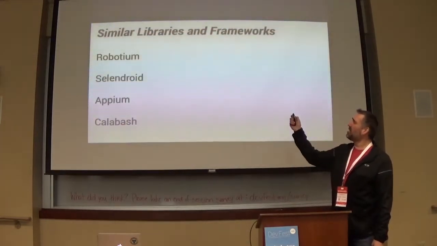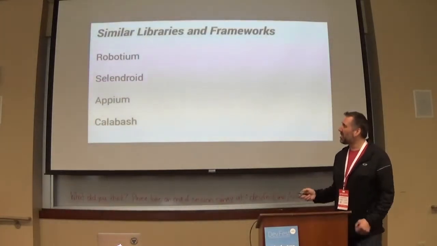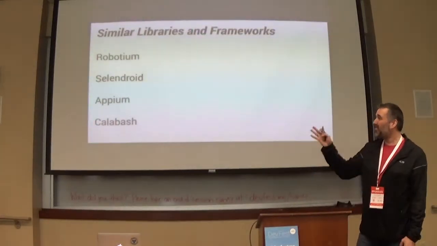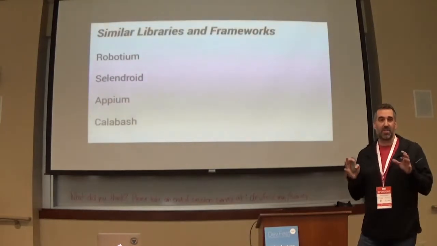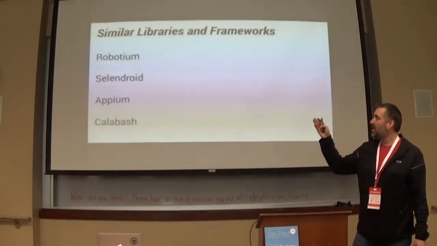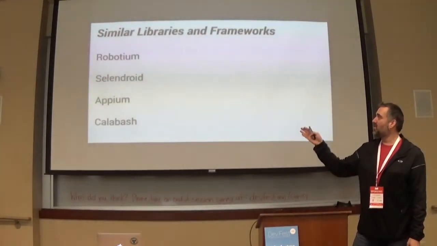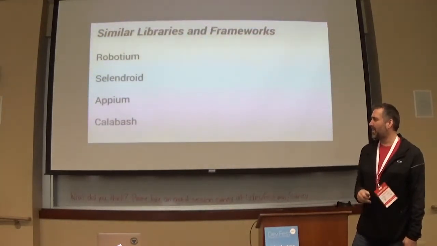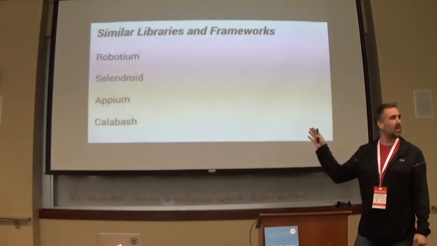There are some similar libraries that address the same area, but they're a little different. I don't really have a lot of experience with any of these because I decided to stick with the instrumentation API until Espresso came along. But Robotium, Selendroid, Appium, and Calabash, I think that's pronounced right, I'm not sure. Has anyone used any of these?